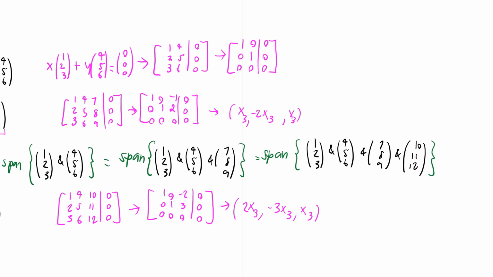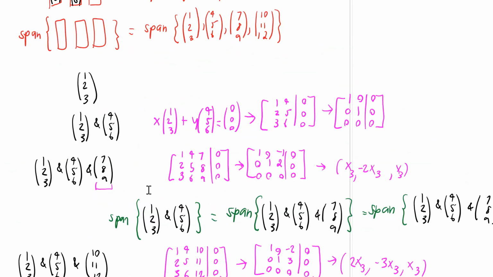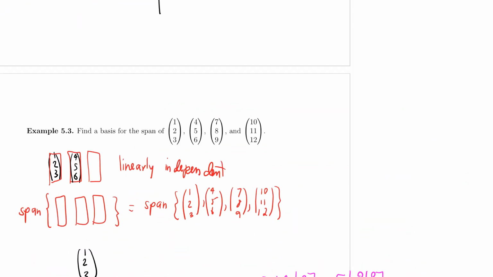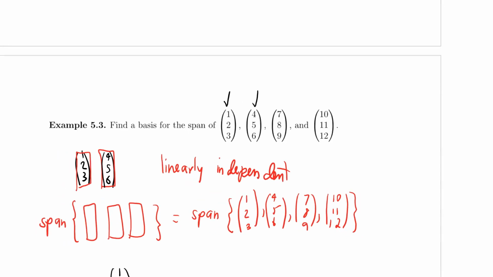So that means just the first two vectors, 1, 2, 3 and 4, 5, 6, are already a basis for the span of these 4 vectors. Let me also note that the basis is not unique. If you try to put in some other vectors into your basis first, you'll get a different answer.